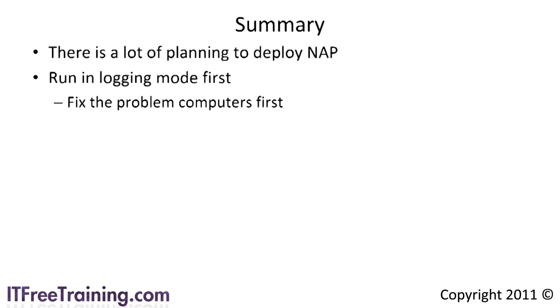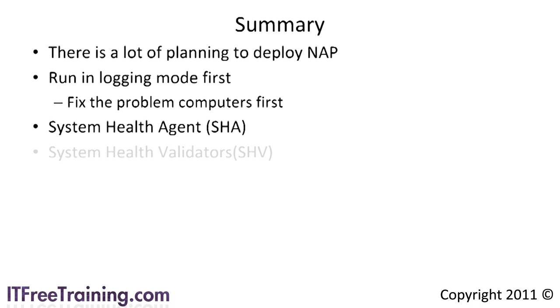NAP has its fair share of acronyms. The most important are System Health Agent and System Health Validator, otherwise known as SHA and SHIV. Remember, the agent, or SHA, issues a statement of health which is inspected by the SHIV, or System Health Validator. Microsoft supplies a SHIV, but third-party vendors can create their own. Remember that NAP is very customizable, and thus can start becoming very complicated very quickly. Careful planning is the key to a good NAP deployment.